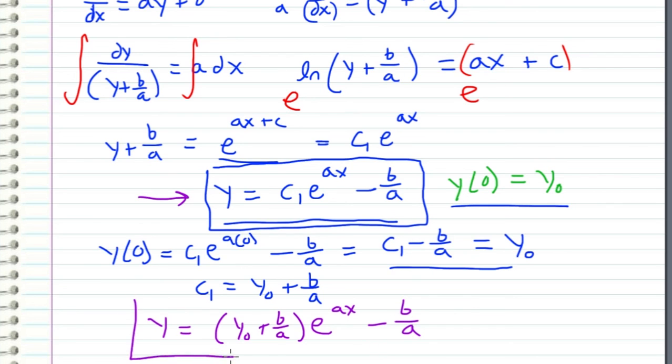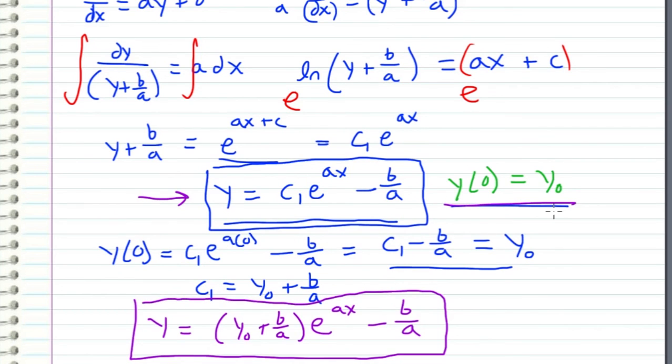So this would be the form of our unique solution given the initial condition y of 0 is equal to y naught. So if we had a differential equation of the form that we started with, which was y prime is equal to ay plus b, where a and b were constants, and we also had an initial condition such that y of 0 is equal to y naught, then we can just come back to our solution here and plug in the corresponding values of a, b, and y naught. And we can take that as our solution.